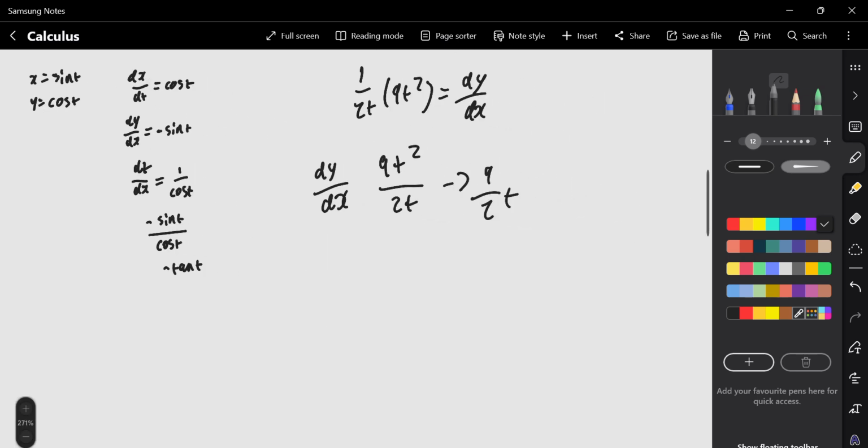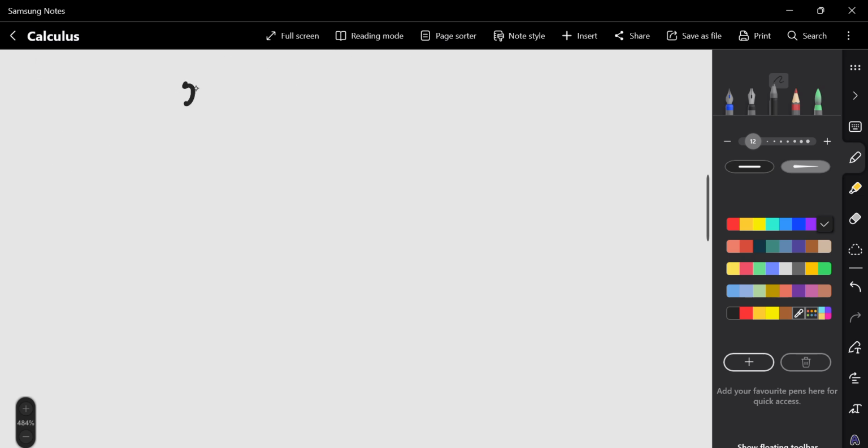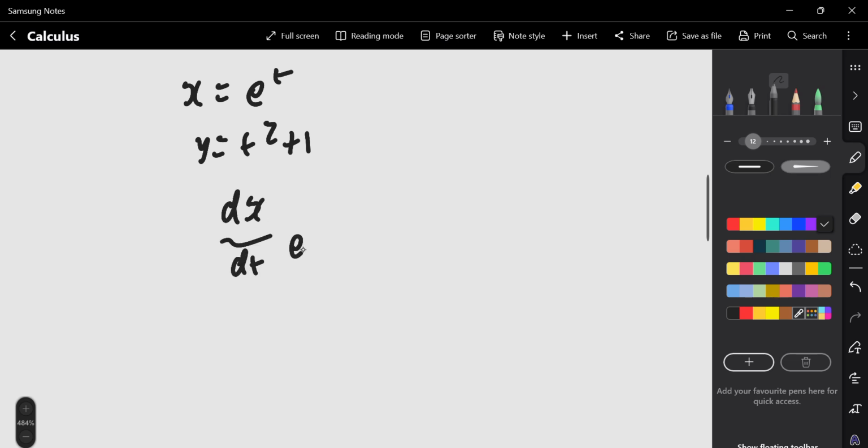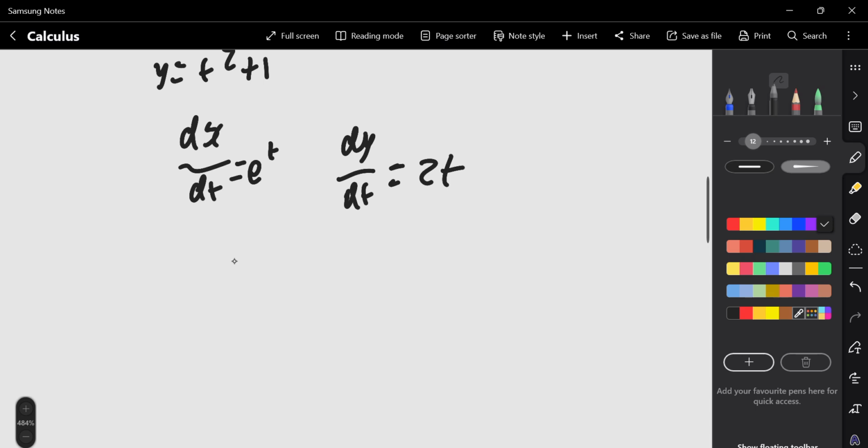Or should we do one more? One more. Three's the magic number, they say. So let's do a final one here. Right, let's do one with exponentials. Let's go x equals e to the t and y equals t squared plus 1. dx by dt is going to be e to the t. dy by dt is going to be 2t. And so dt by dx is going to be 1 over e to the t. Times them together, you're going to get 2t over e to the t.